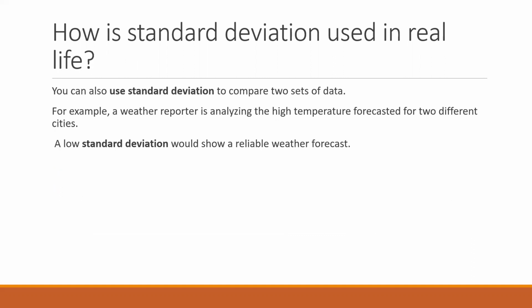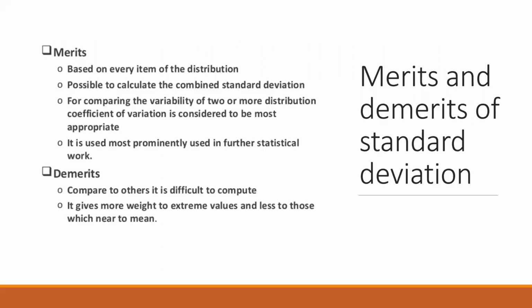So here is an example to just clarify how standard deviation is used in real life. We can also use standard deviation to compare two sets of data. For example, a weather reporter is analyzing high temperatures forecasted for two different cities. A low standard deviation would show a reliable weather forecast. So there is an application of standard deviation in real life also.